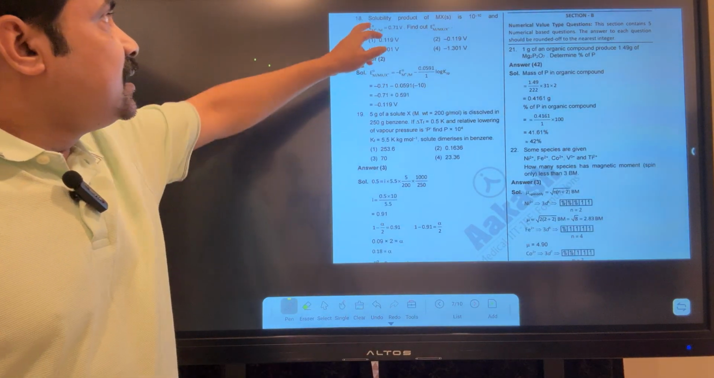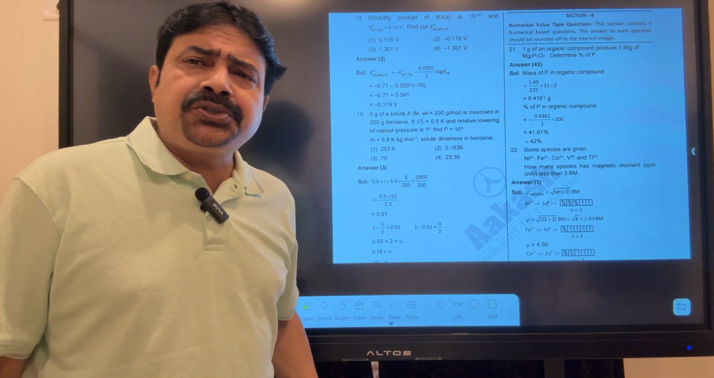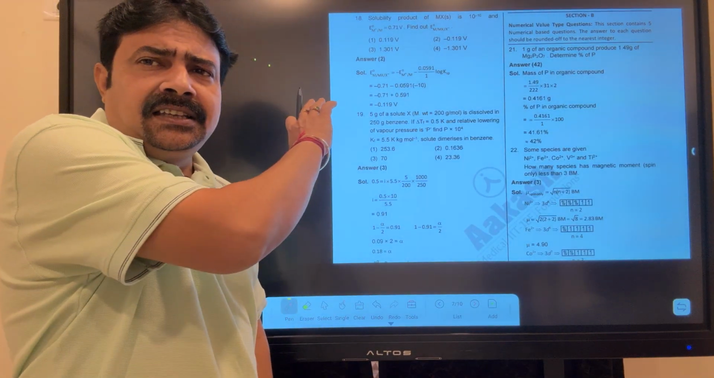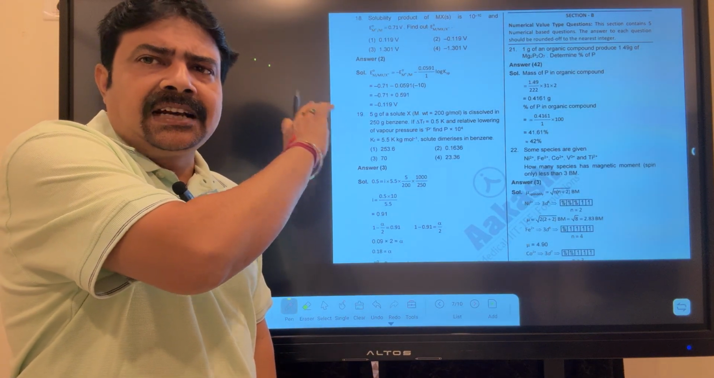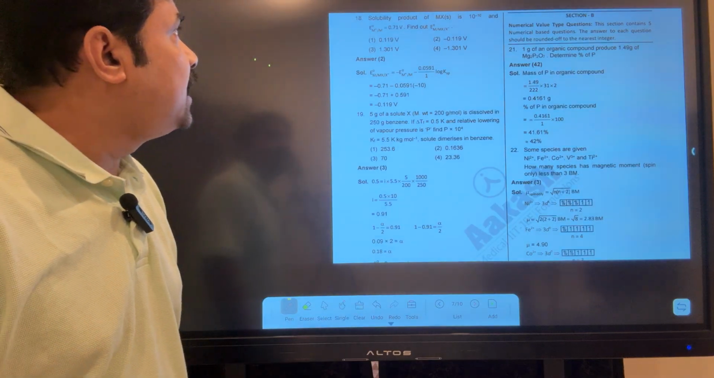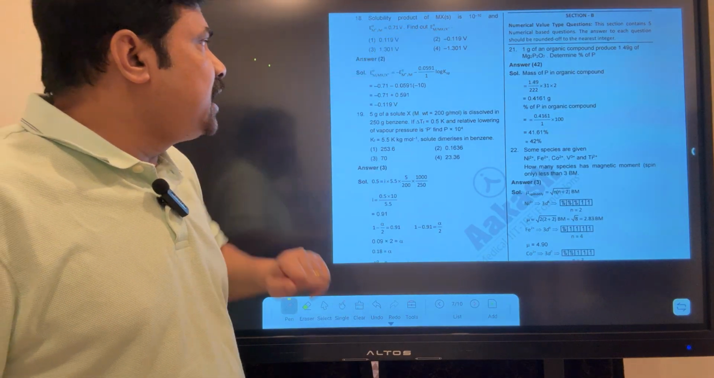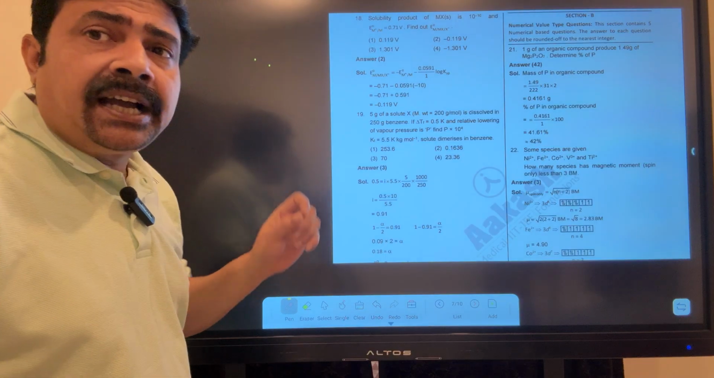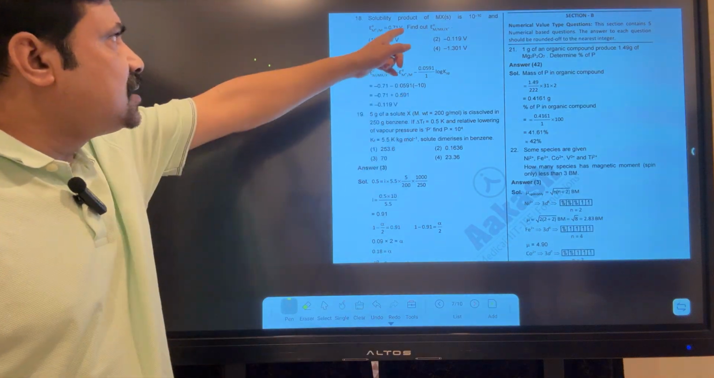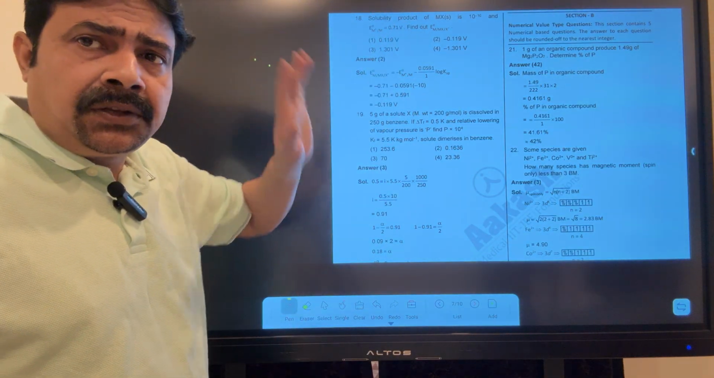Look at the 18th question. The 18th question is a very nice question. Actually, this question is based on a little advanced concept associated with it. If you want to understand this question, first you need to understand one idea, and only then will you be able to understand the question. These are advanced level questions.